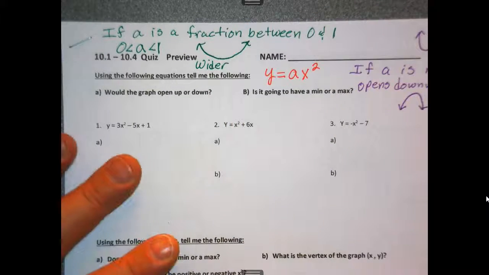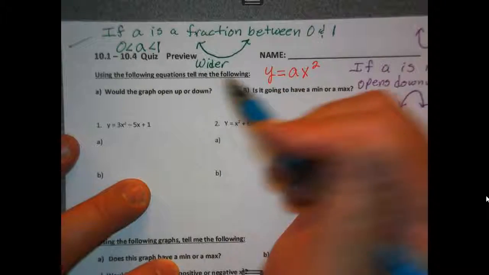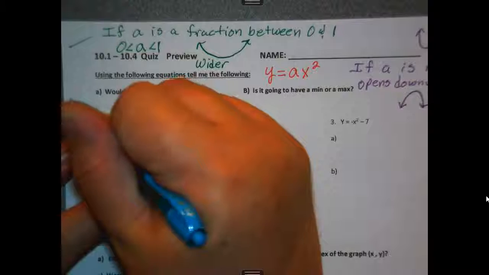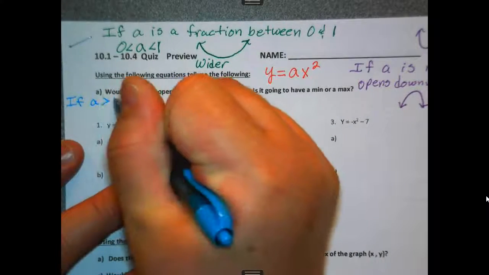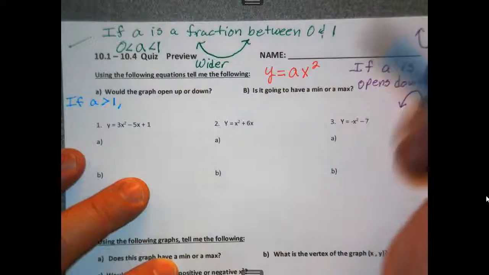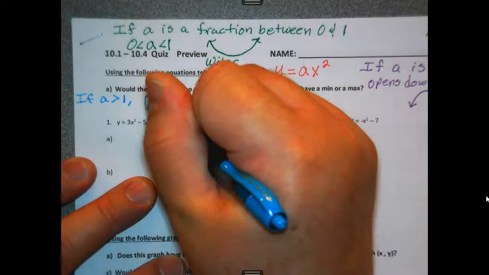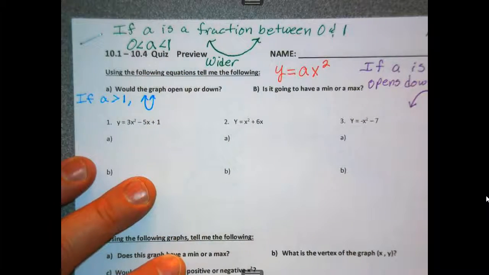And of course, if A is greater than 1, what happens to my parabola? Gets smeared.